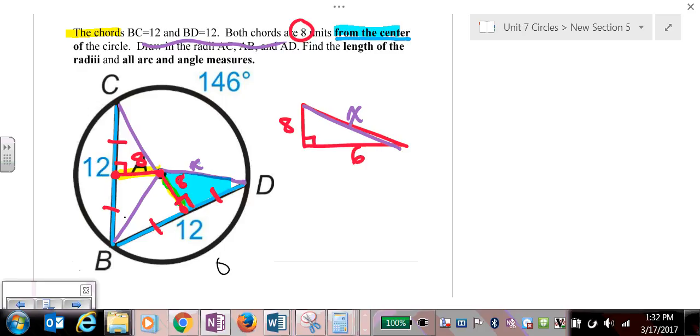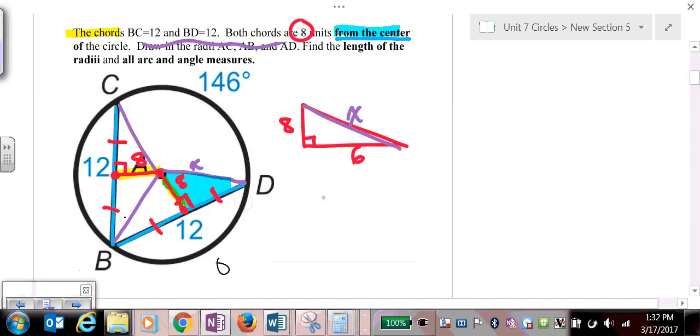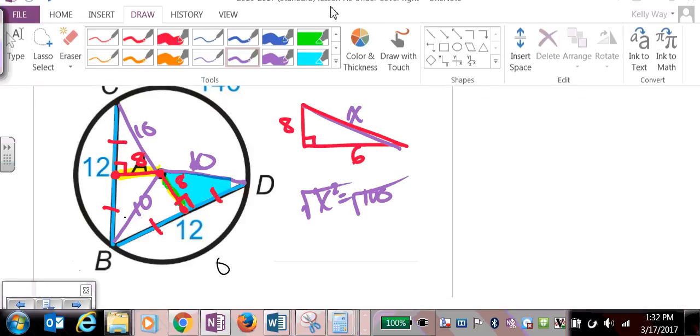All right. Miss Coleman, what do you have for X? 10. Yes, because you end up with X squared equals 100, square root. Okay, we've got 10. That's this 10, that's this 10. We now have all the segments. What are we missing? Arcs and angles. Okay, so let's see what we can do here.